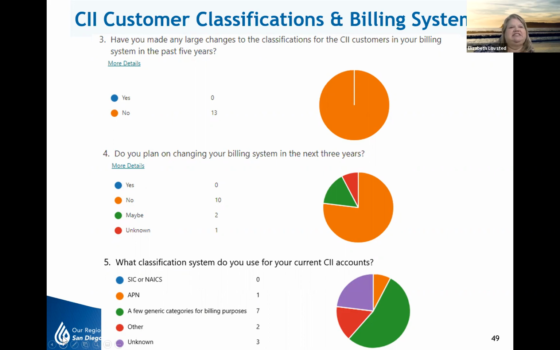What classifications do you use for your current CII accounts? Most people use a generic category for billing purposes, so it's not using NAICS or APNs. It looks like the biggest one is just specific to each agency's billing purposes. There's also other and unknown, which is a big one. So there's a lot to keep learning on the billing and classifications. Next slide, please.